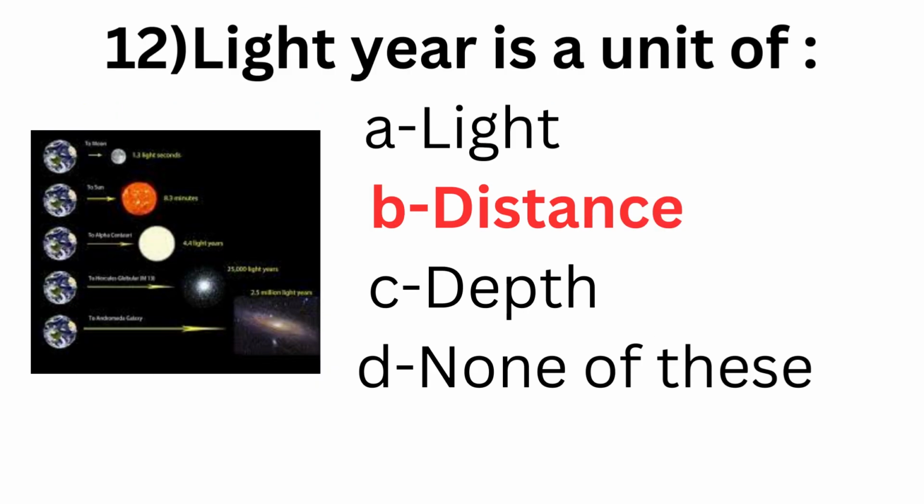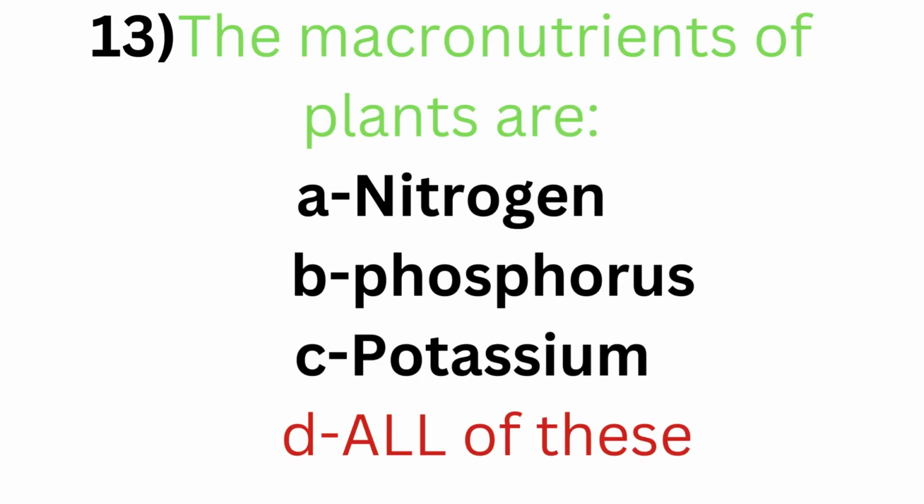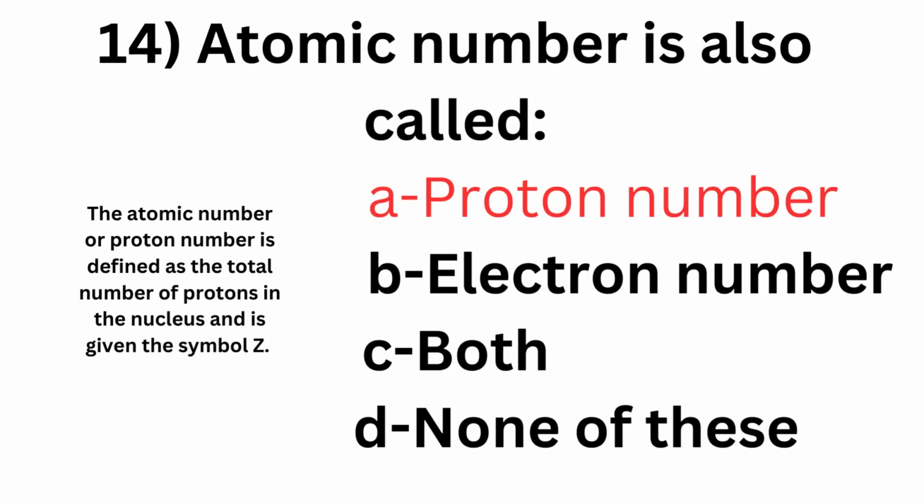And light year is a unit of distance. And the macronutrients of plants are NPK: nitrogen, phosphorus, and potassium. So all of these. And atomic number is also called proton number. Proton number is defined as the total number of protons in the nucleus of an atom and its symbol is Z.